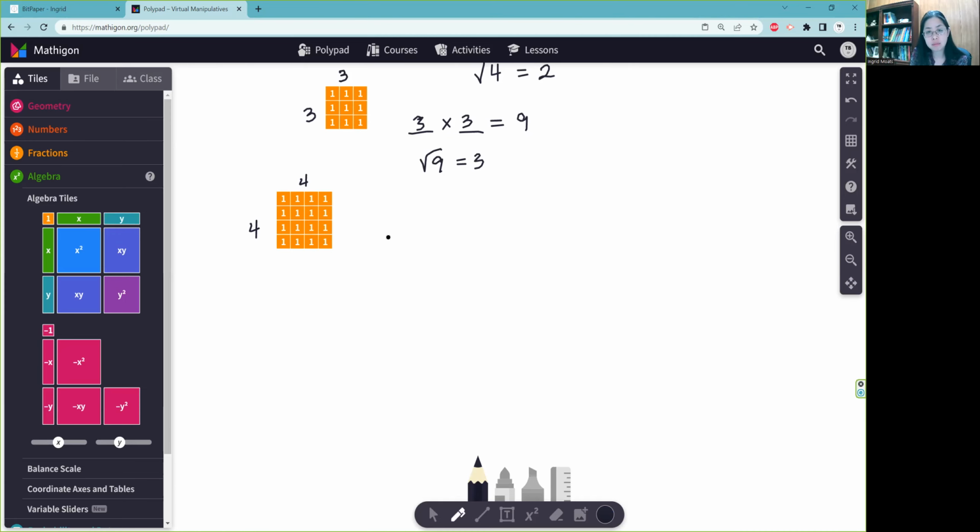And again, this is the same number times itself. 4 times 4 is 16, or square root of 16 equals 4. All right, so if you know that square root of 16 equals 4, can you also find the square root of 25, 36, 49, and 64? I'll give you a moment to do that.